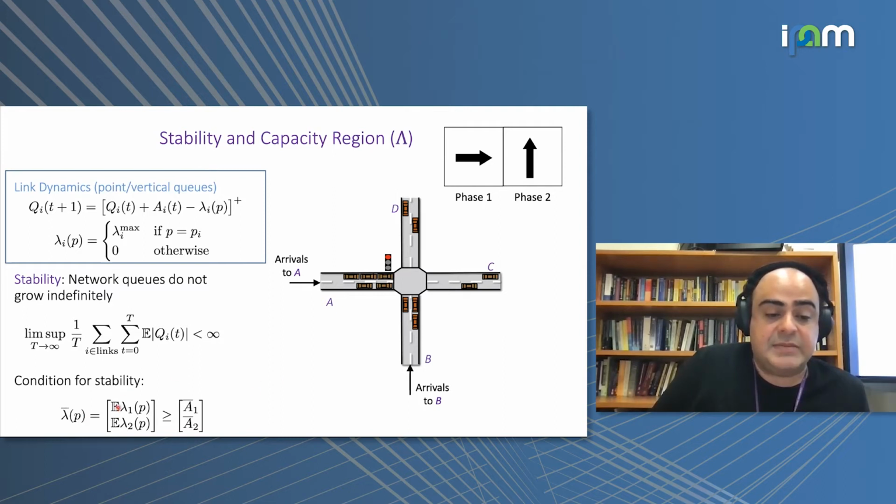Basically, the expected departures from the queue are greater than the expected arrivals. So if the expected arrivals are within a region or a set of flows that I can accommodate, where the outflows are going to be greater than the inflows, then clearly the queues will not grow indefinitely. So basically what we're after is for this to be greater than this, okay?